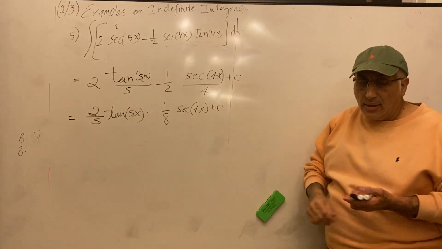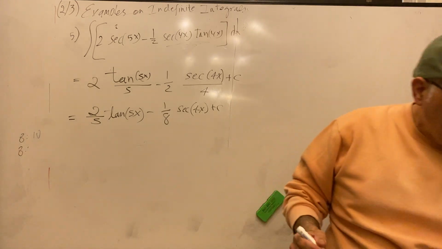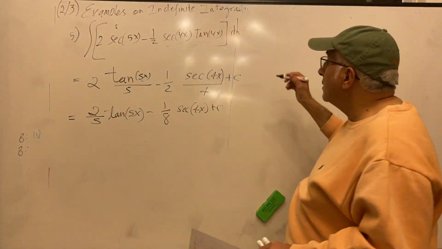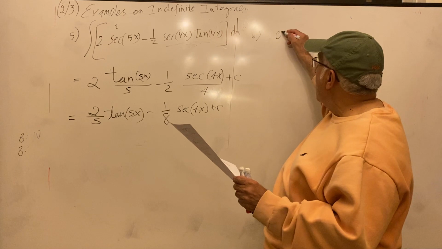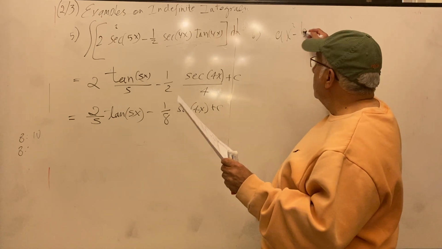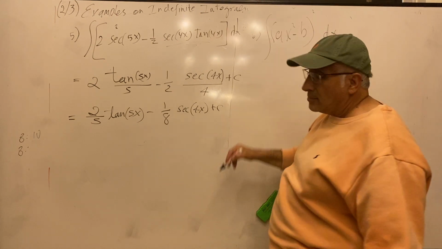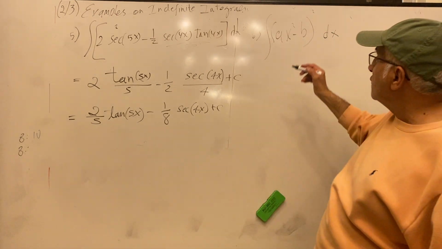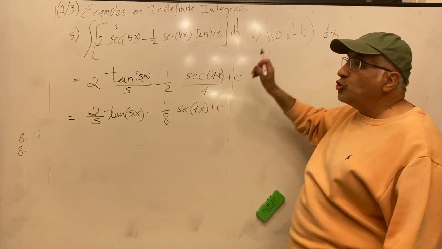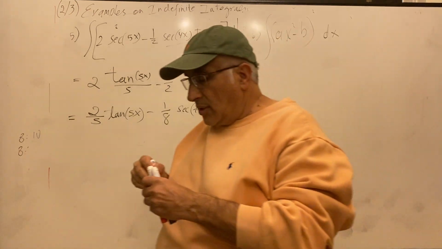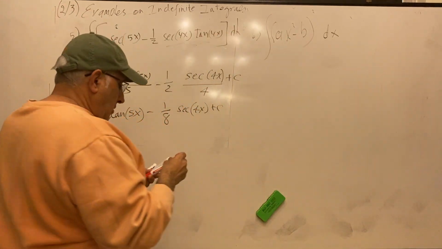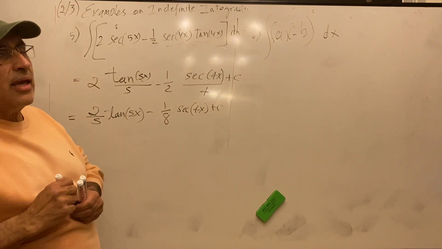Alright, let's take one last example, a little bit funny. Let's call it number 6. (ax squared minus b) all squared dx. a and b are constants. Think about them like 2x. So what can I do? I have 2 different ways. I can have the long way or I can have the short way.